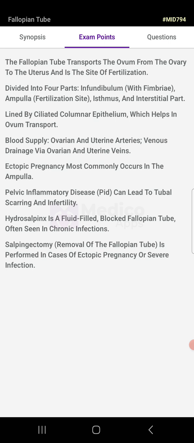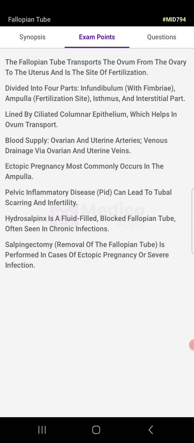The fallopian tube transports the ovum from the ovary into the uterus and is the site of fertilization. Divided into 4 parts: infundibulum with the fimbriae, ampulla, the fertilization site, isthmus and the interstitial part, lined by ciliated columnar epithelium which helps in ovum transport. Blood supply is via the ovarian and uterine arteries. Venous drainage via the ovarian and uterine veins.